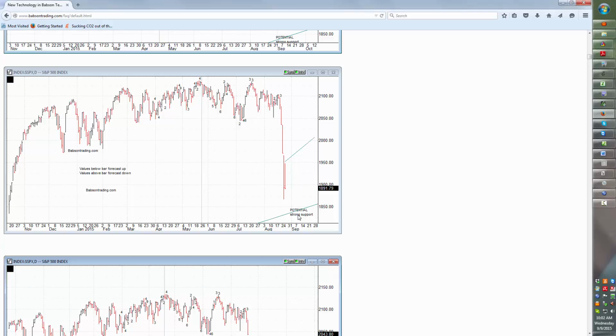What we used to determine the area where there's potential strong support is the same kind of line that we used for the Dow Jones chart. Same thing right here in the S&P. Okay, so it never went down and hit that. Okay, and that'll happen.